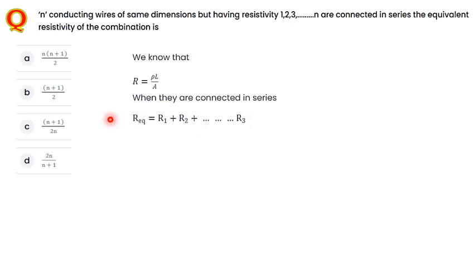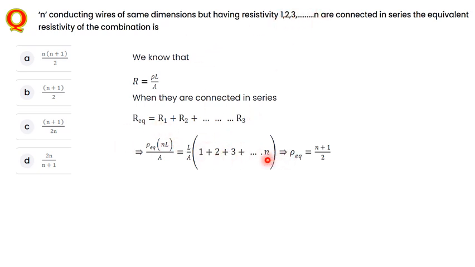Now, R equivalent will be equal to: as already mentioned, same dimension, so length and area will be the same, and the only change is rho, because they have given the resistivity. So the only variation is rho, and the number of wires is n. So you write all the cases: l by A, 2l by A, 3l by A, like that, for all the resistivities.